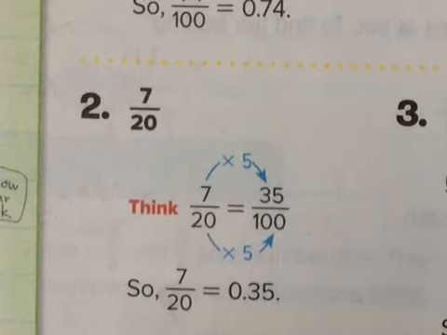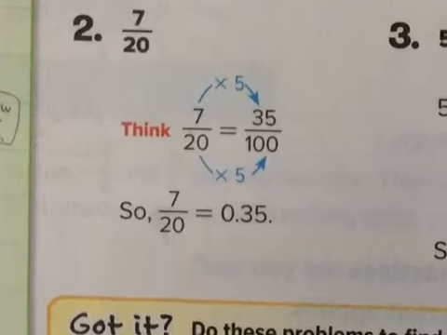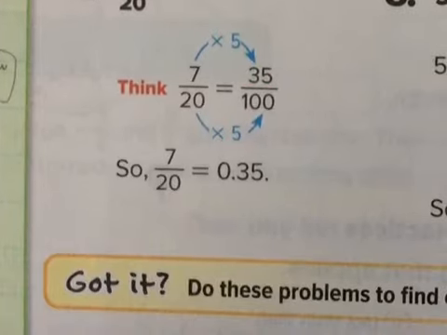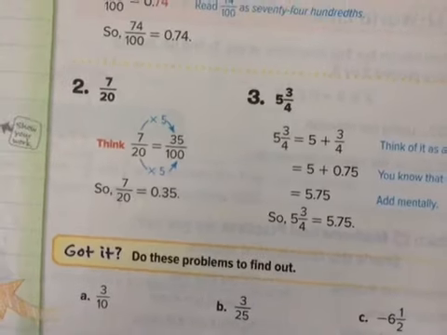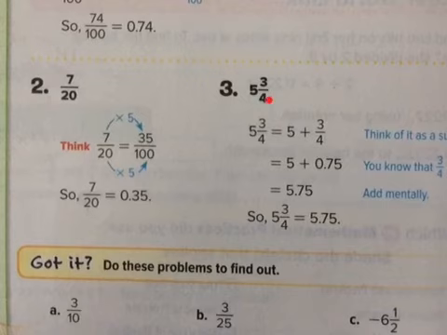But what about when it's not out of 100? Like 7/20. Well, you can make it out of 100. Don't forget, whatever you do to the bottom, you do to the top. What do I do to the 20 to make it 100? 20 times 5 is 100. Do the same to the top. 7 times 5 is 35. So now you have 35 hundredths, right? And there it is. 35 in the hundredths place. Easy?